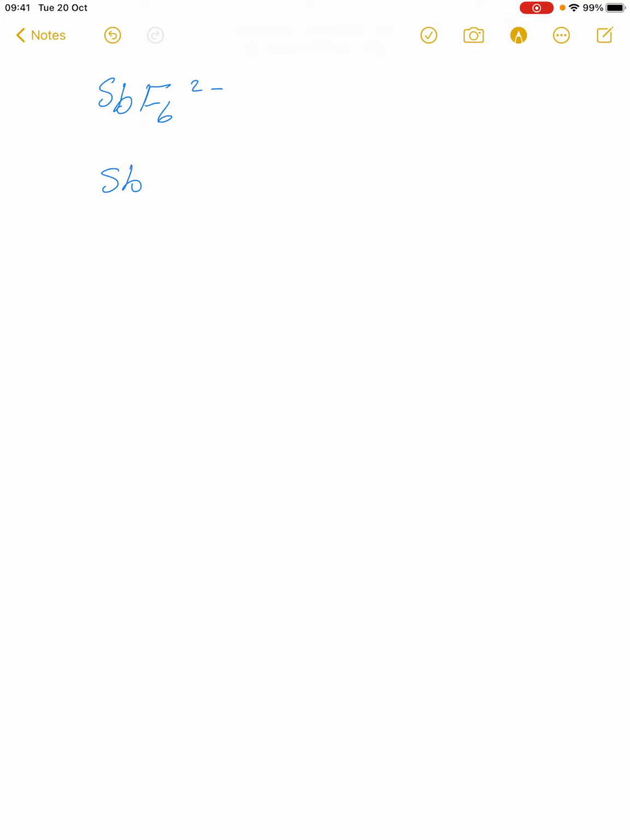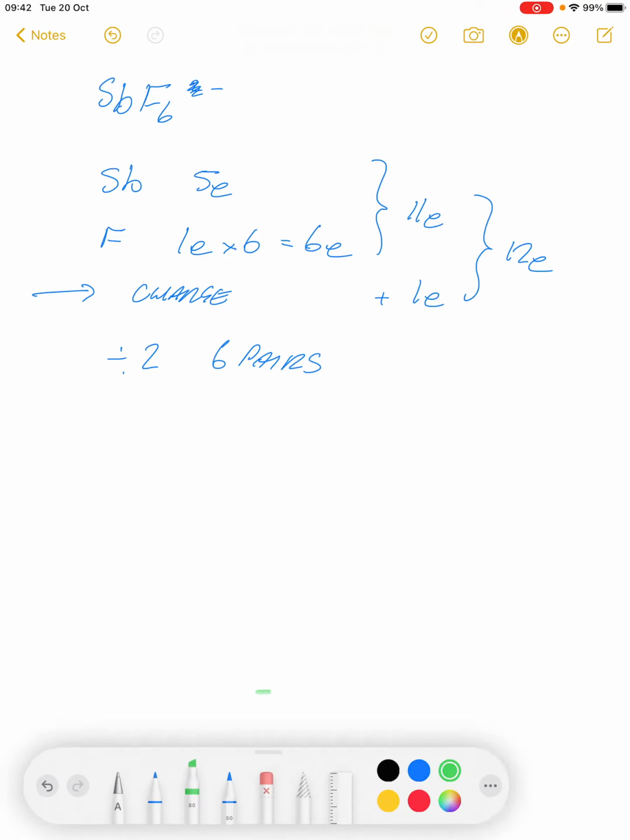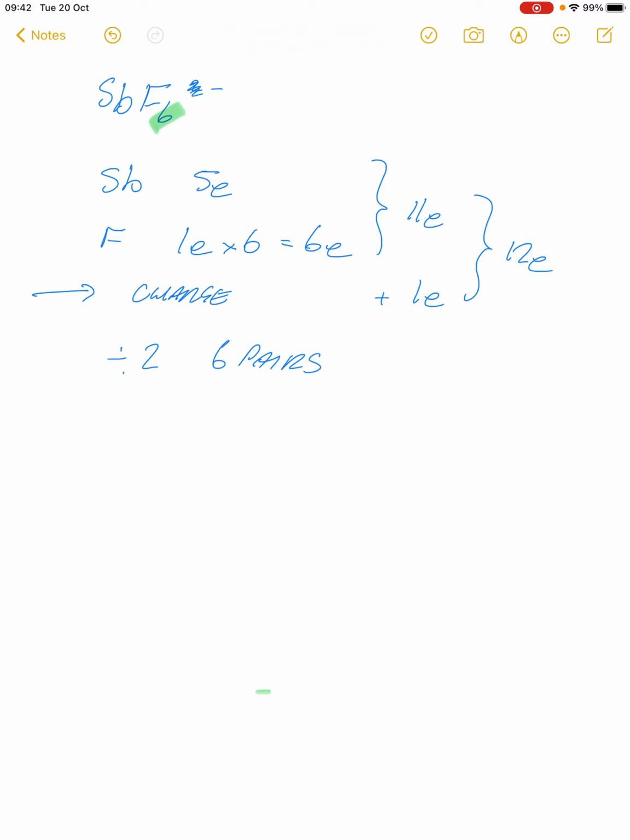So Sb, that's antimony, is in group 5, so that's got 5 electrons in its outer shell. I've got fluorine, which will form 1 bond, so that's 1 electron times 6. So that's going to be 6 electrons. So no, that was a 1 minus. And then the charge on here, so let's add them at first. So 5 and 6 that's 11 electrons. The charge is a 1 minus, which means I need to add 1 electron to that, which means I have 12 electrons. Okay, so this is the extra step here. Divide by 2, that gives me 6 pairs. Need to check my formula. Got 6 things on there, which means they're all going to be bonding pairs.